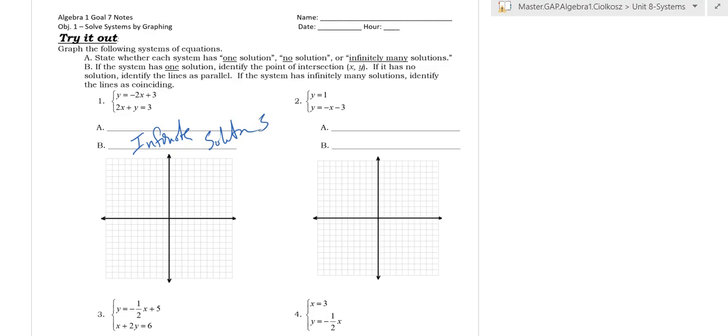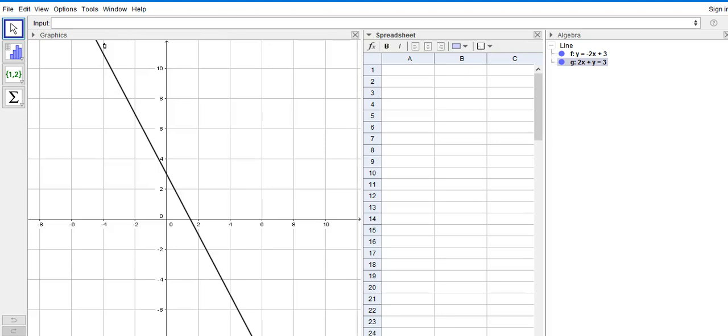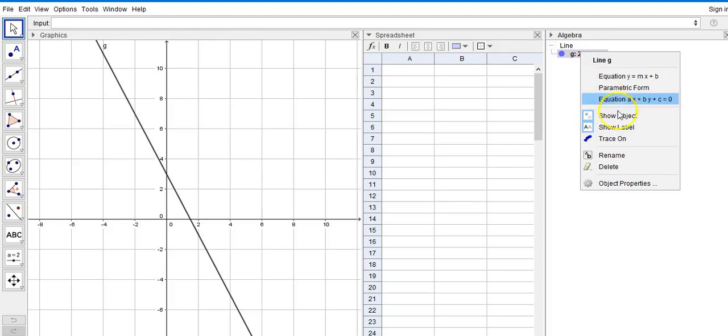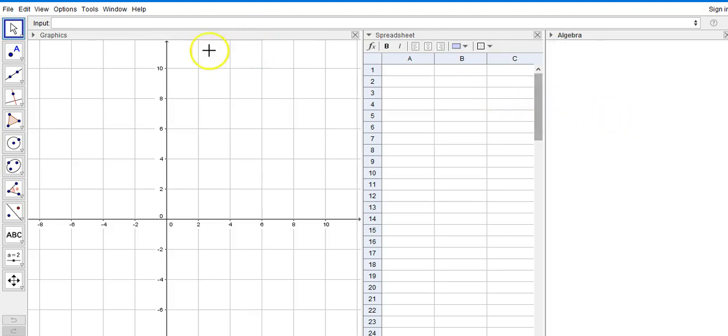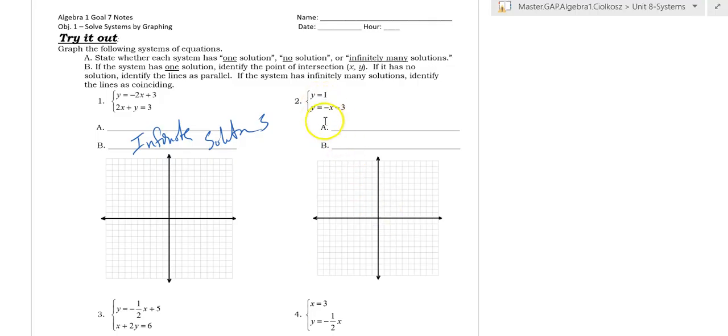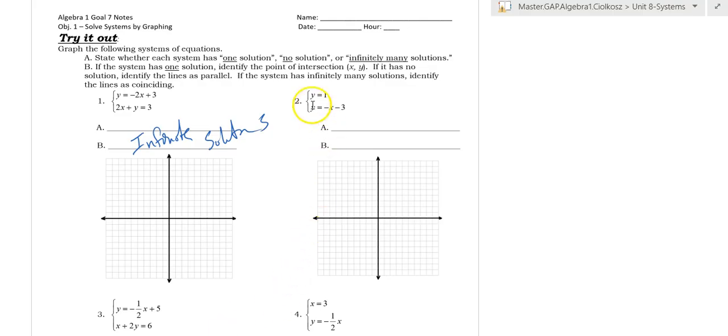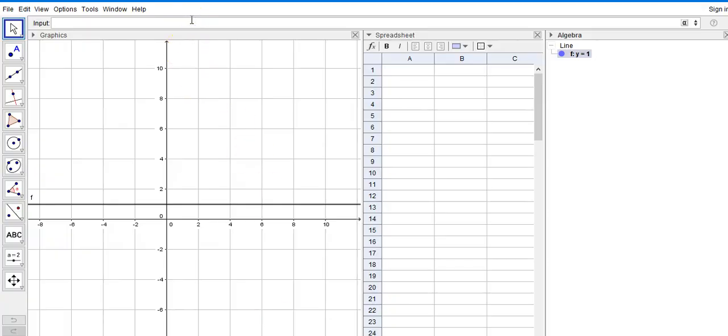For our next one, we have y equals 1 and y equals negative x minus 3. So let's go ahead. We're going to delete what we have. I'm just going to click on them, right click, delete, right click, delete. Definitely clear them out each time. So for our input here, we're going to type in those equations. My first one is y is equal to 1. So up here, y equals 1. Press enter. It draws our line in. Our next equation, y is equal to negative x minus 3. Y equals negative x minus 3.